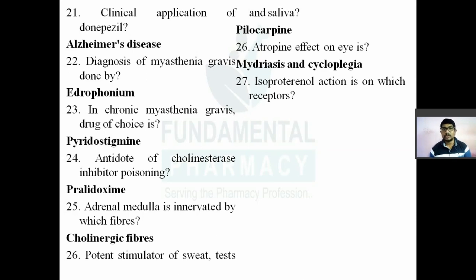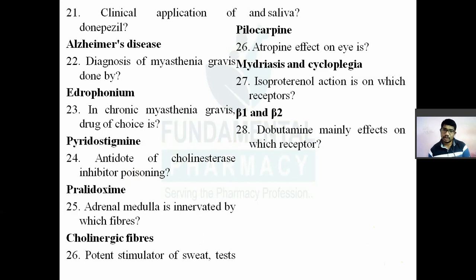Isoproterenol action is on which receptor? So the question is, where is the action of isoproterenol? Isoproterenol is a selective beta agonist. It acts on the beta receptor. So adrenergic beta receptor, not alpha. So it is selective beta 1 and beta 2 agonist, isoproterenol. Okay. Now next question we'll see.